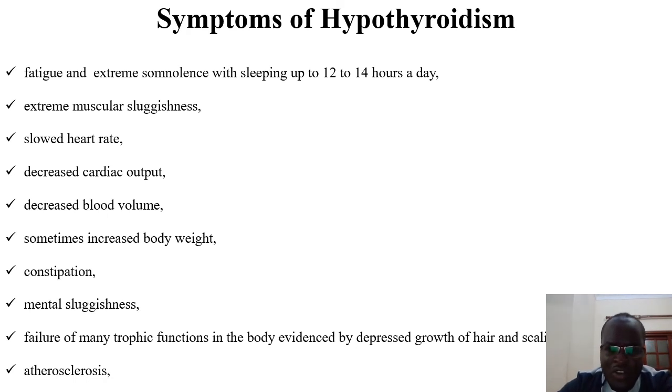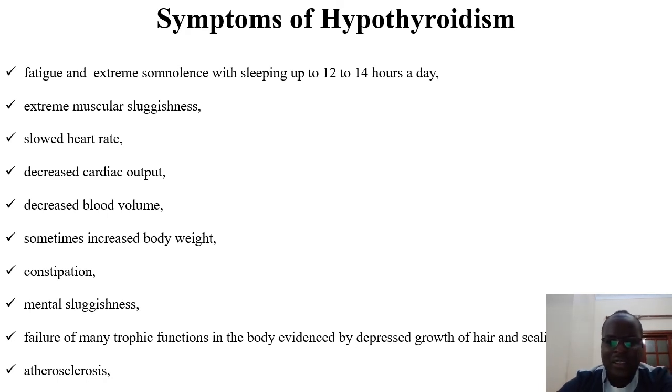What are the symptoms of hypothyroidism as opposed to hyperthyroidism? So now think of the opposite. Of course, if there is hypothyroidism, there are less metabolic hormones, the thyroid hormones, tetraiodothyronine and triiodothyronine. So what would be the clinical signs or symptoms? Fatigue and extreme somnolence with sleeping up to 12 to 14 hours a day. So you start sleeping longer hours. Here there will be fatigue because the metabolism is less. Then you start sleeping for longer hours, 12 to 14 hours a day.